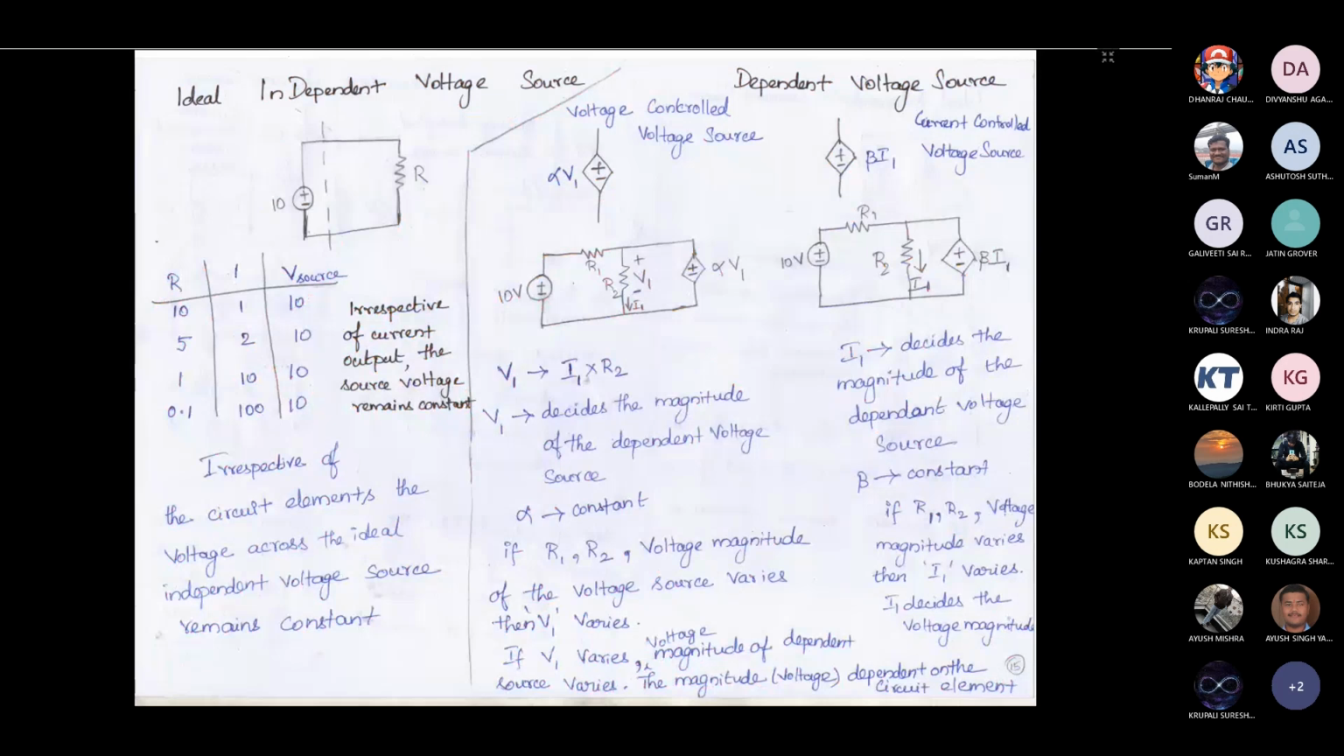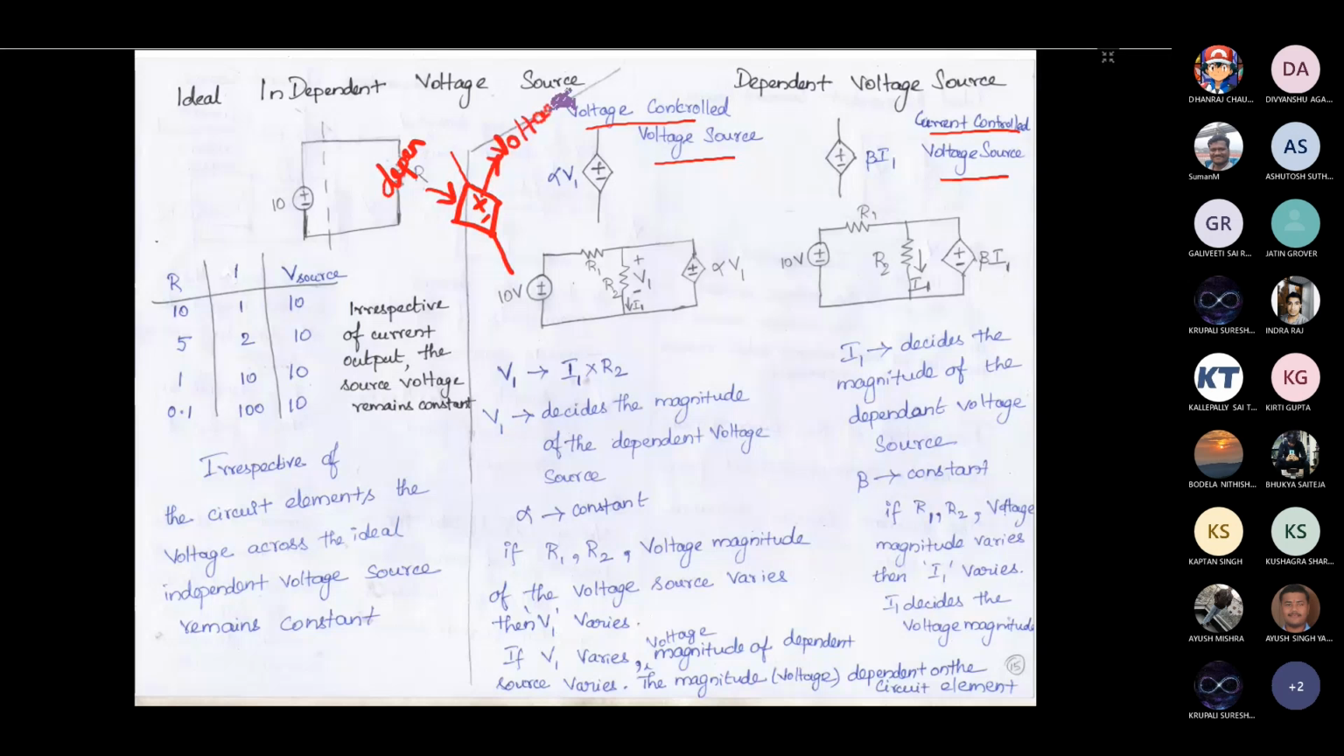Okay, so let us talk about the dependent voltage source. In dependent voltage source, there are two types. One is voltage controlled dependent voltage source, and the second one is current controlled dependent voltage source. As I had already said before, the diamond symbol represents that it is a dependent source, and the plus minus represents the voltage source.